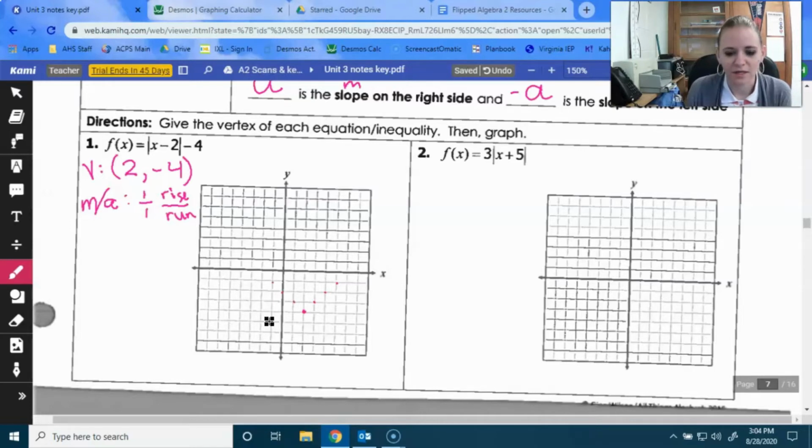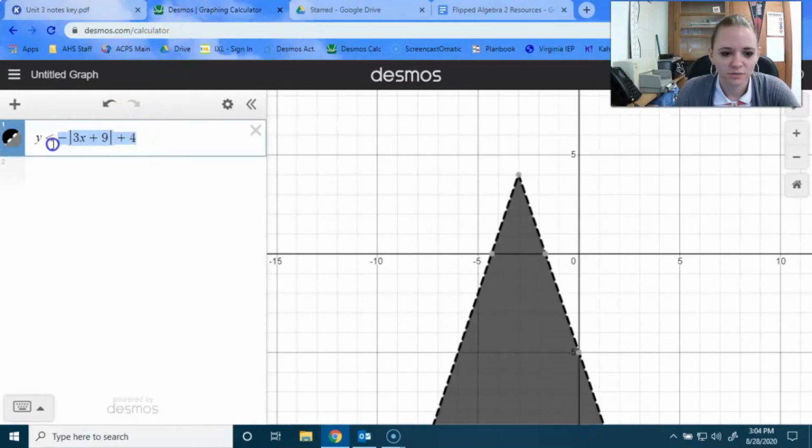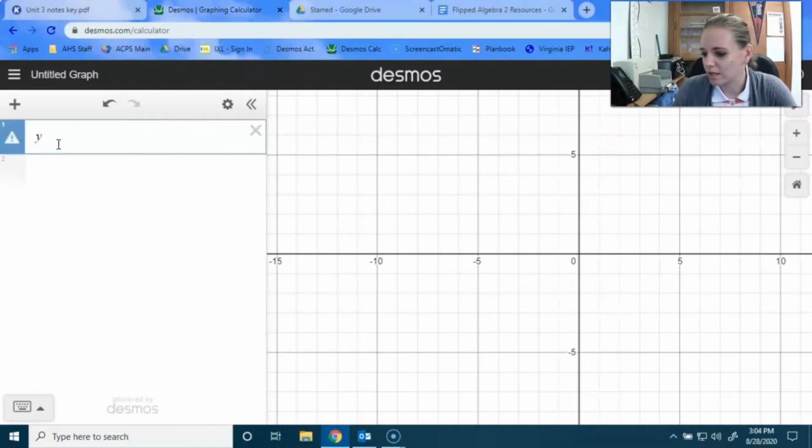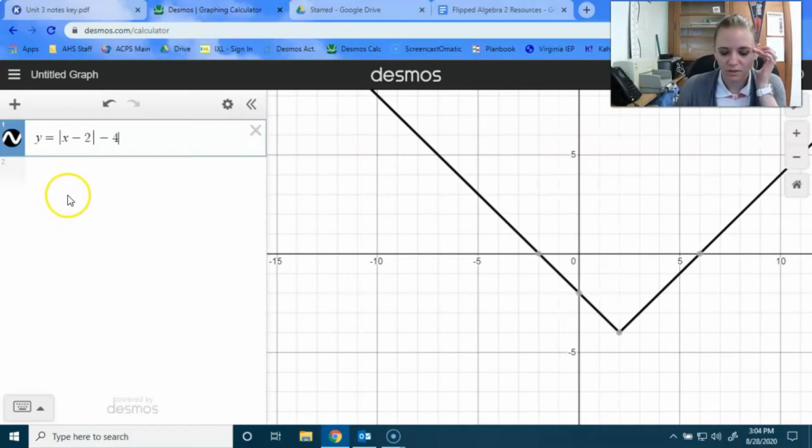Alright, now let's say you're not really confident, maybe, and you want to make sure. Well, you have Desmos. So let's go ahead and put in Desmos just to be sure. Y equals absolute value of x minus 2, minus 4. Always double check.